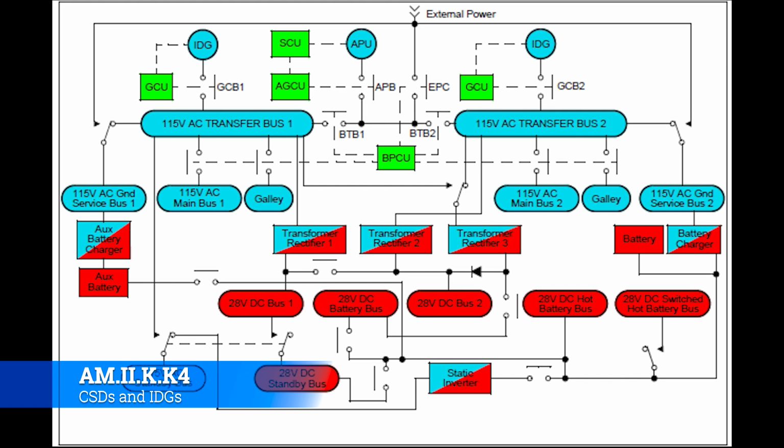So if you have an IDG failure on bus tie breaker 1, those bus tie breakers could be closed, so that way power could flow from IDG 2 over to the transfer bus number 1. Notice that the APU is also tied into that. So you have an APB breaker. The APU tie breaker will close and then go into BTB1, BTB2, and then off to your bus transfer units. That EPC is the external power connector.